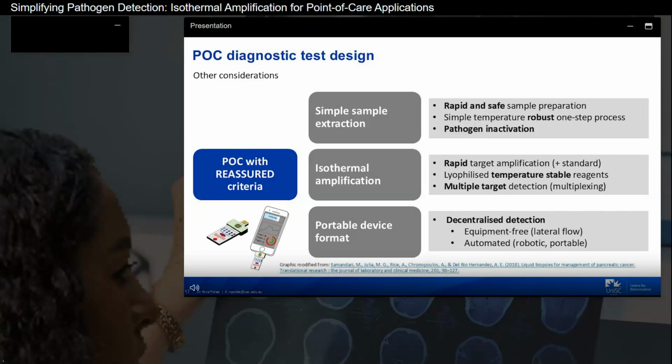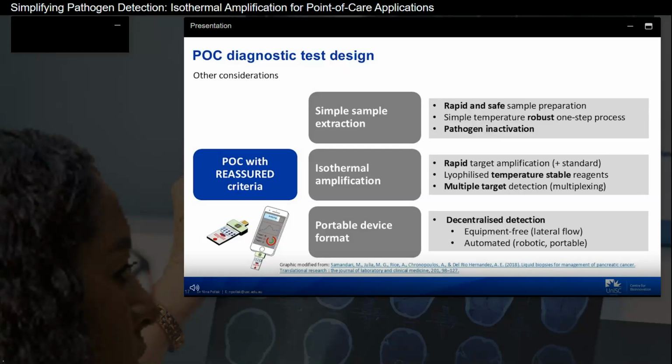Let's now explore some additional key factors for designing an effective point-of-care diagnostic test. Sample extraction needs to be not just rapid, but also safe and easy. Ideally, we want a process that's robust in various temperature conditions and consists of a single straightforward step. Importantly, this should also inactivate the pathogen, ensuring the sample is safe to handle. When it comes to the isothermal amplification, speed is key. It should also include a standard or internal control to ensure reliable results.